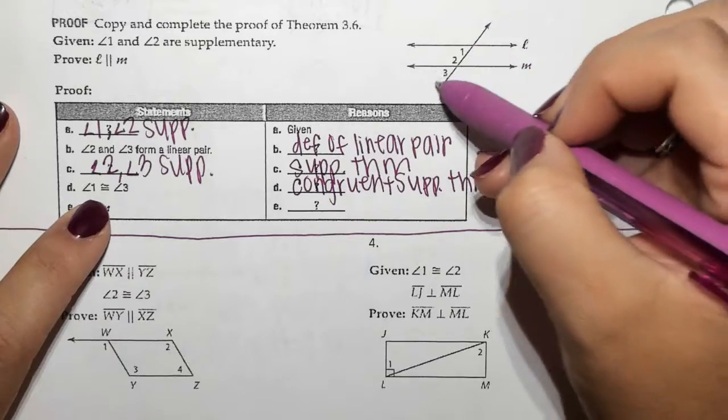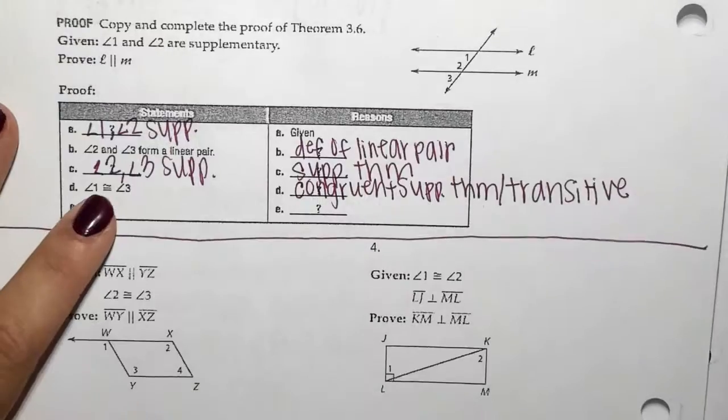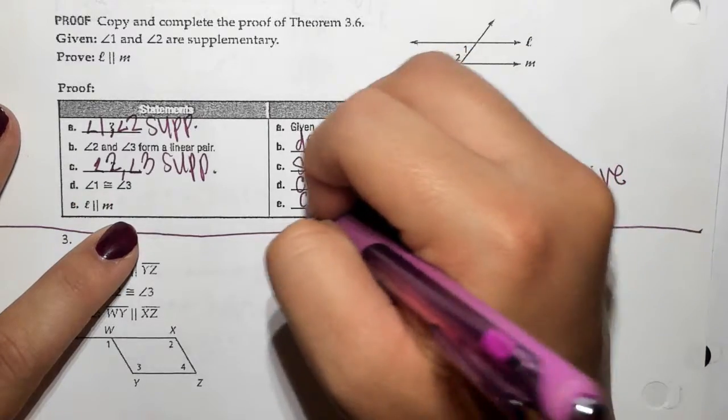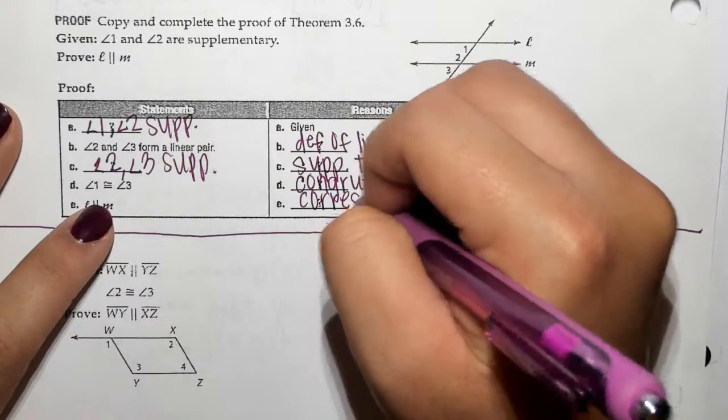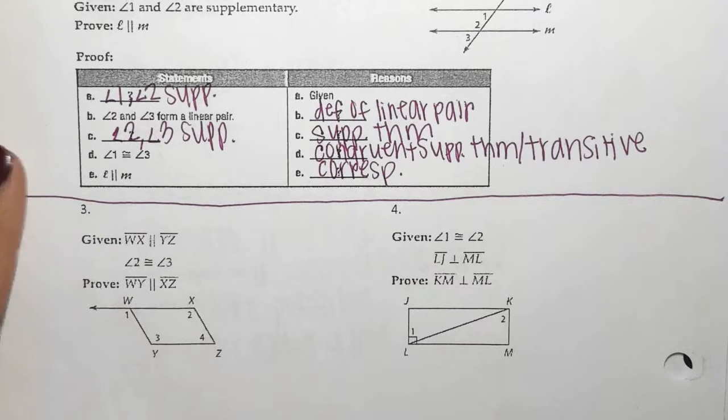Well, 1 and 3 being congruent is what relationship? Okay, so by corresponding, L is parallel to M, sorry.